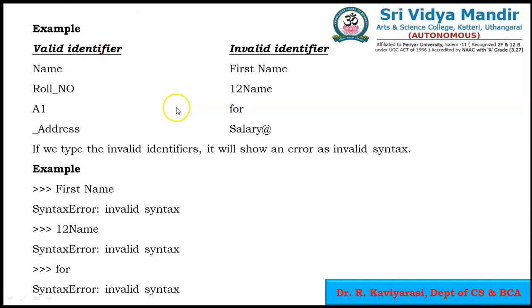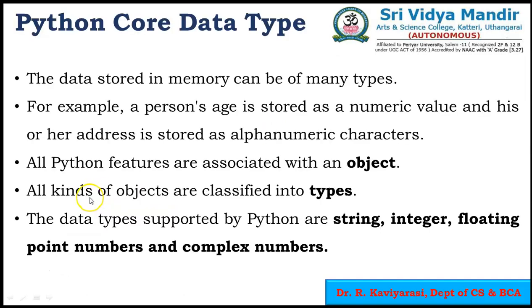So these are the invalid identifiers. The first one is "first space name". We should not provide any space in the identifier name, so this is an error. Second one, "12 name", where we have given a number as the first character, which throws an error. Next one is "for". For is a keyword, so it comes under invalid identifier. Last one, "salary@", where @ is a symbol, and we cannot use any symbol except underscore in identifier names. So these are some examples for identifiers.